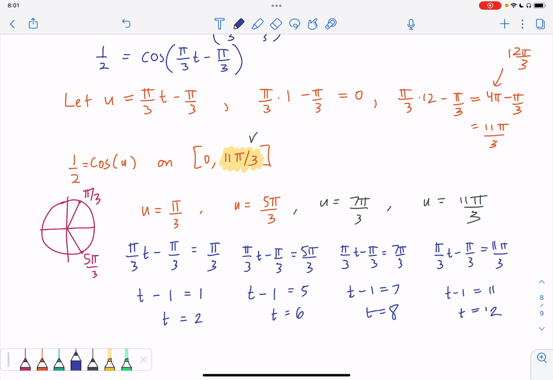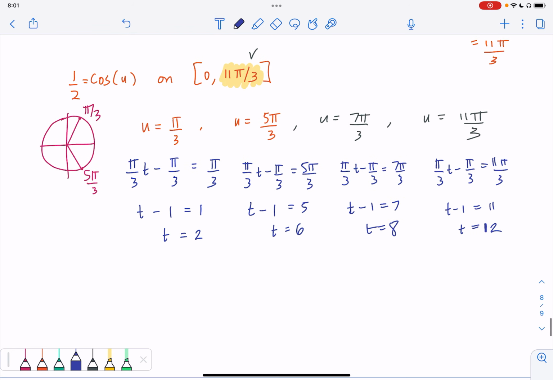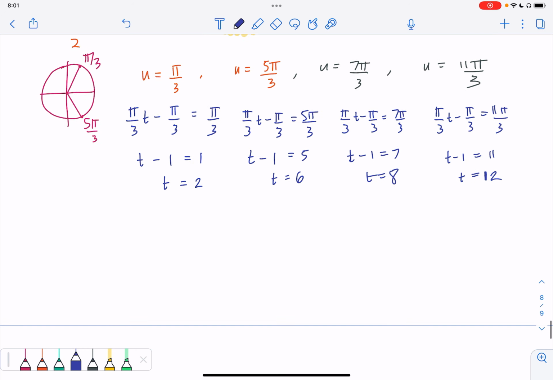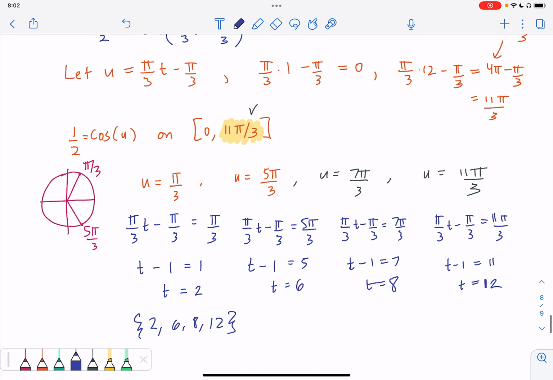Okay, so I have 2, 6, 8, and 12 for my answers. And then when I'm writing this in a sentence, I want to go back and look at what she's saying, for what values of t. And so I can answer in terms of t here, right? I could say, well, these are the t values. I could put in a solution set 2, 6, 8, 12. But they also give us information about t corresponding to months out of the year. And this is asking when's the cost exactly $80.